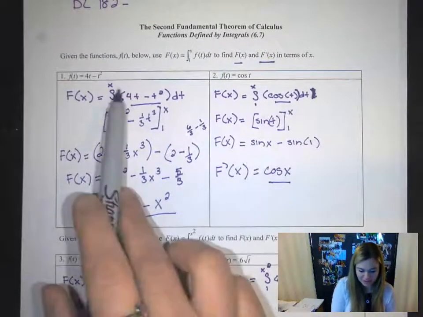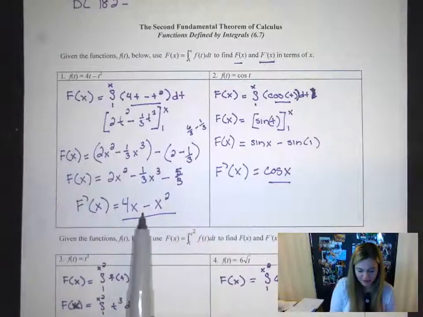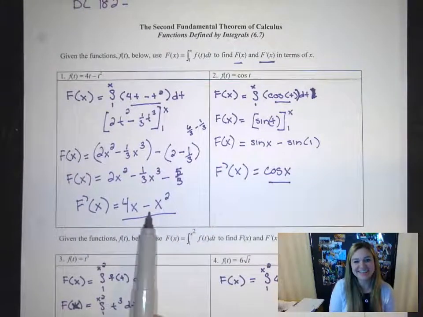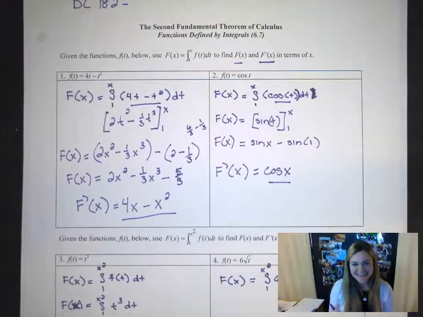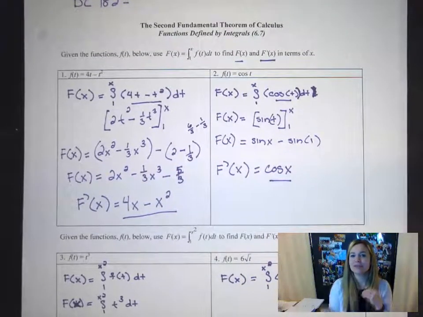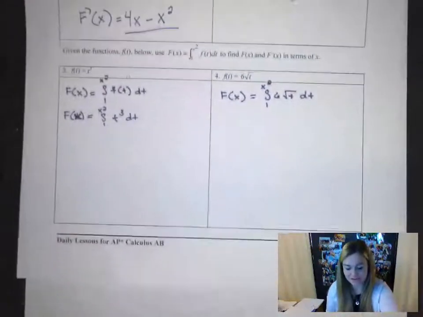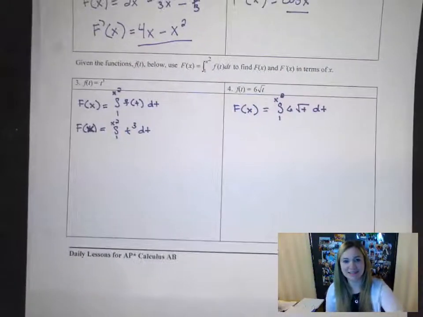So this was just 4t minus t squared, and I got 4x minus x squared. Nice. And this one was cosine of t and cosine of x. Nice. So I could have just flipped the x's. Maybe. Okay, let's do these ones. You can't just flip the x's on these ones.